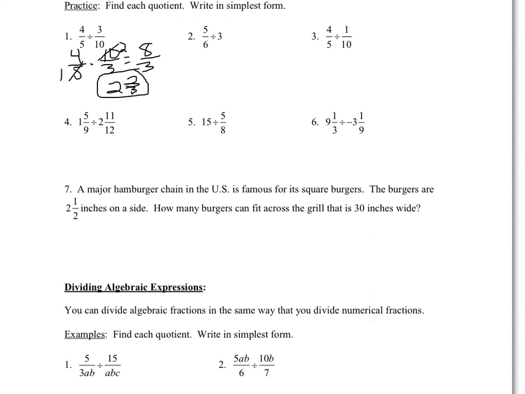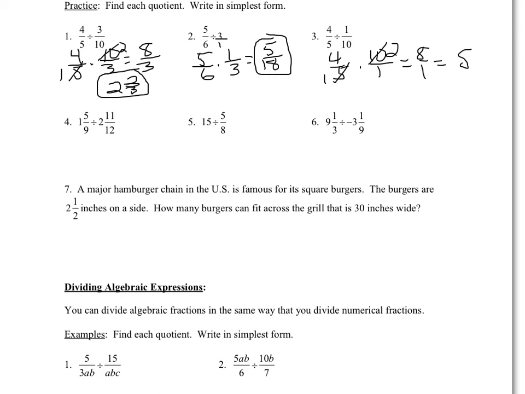Okay, number 2 will be 5/6 times 1/3, because remember 3 is over 1. You can't do any cross canceling or cross dividing, so multiplying the numerators and denominators, we get 5/18. Okay, number 3 will be 4/5 times 10/1, which we can cross divide again. 5 divided by 5 is 1, 10 divided by 5 is 2. We basically get 4 times 2, which is 8/1, which is just a whole number 8.